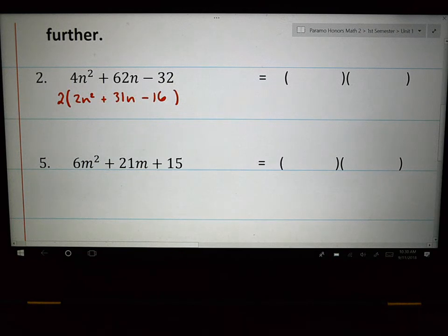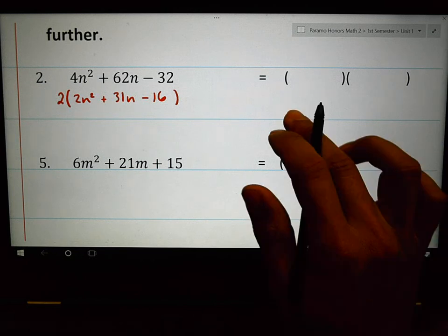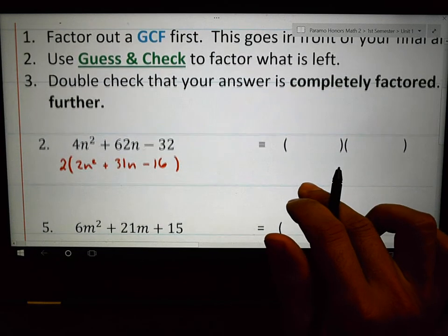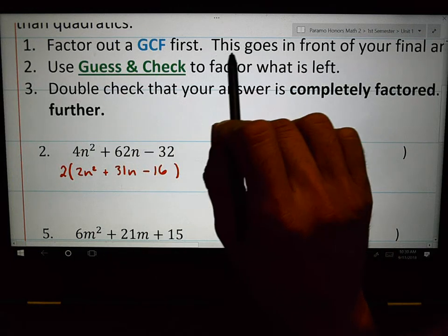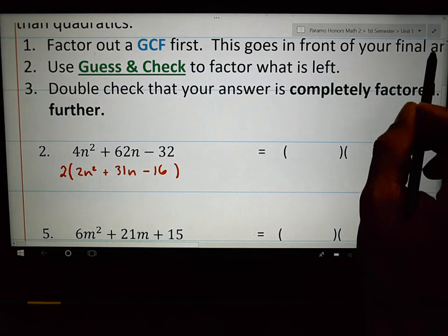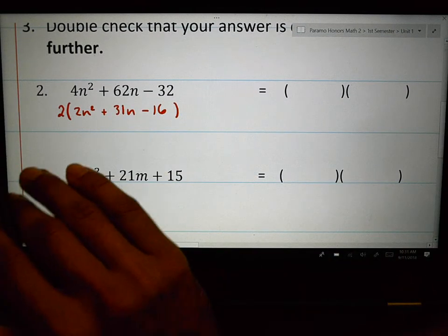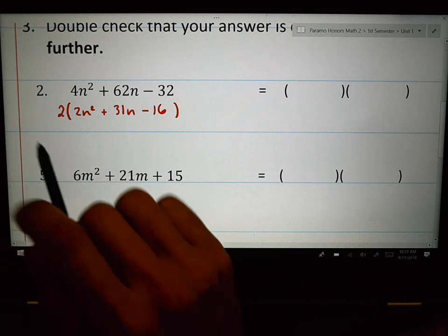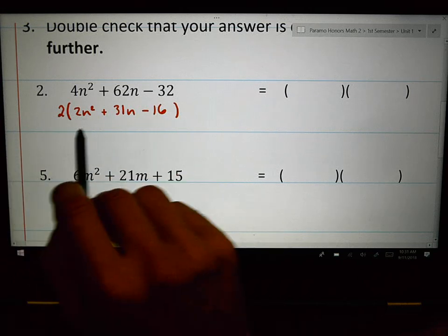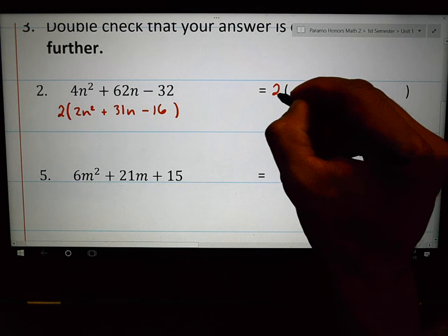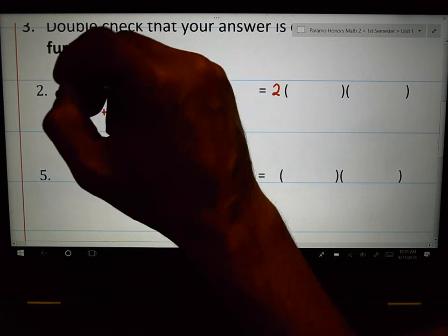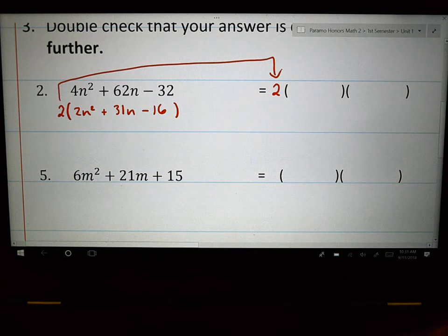And when you get to this point, I wrote a little note for you because of the most common mistakes. If you factor out a GCF first, this goes in front of your final answer. We wrote that down because somehow students, when they pull out that GCF, it just disappears, and it's not supposed to. If you have 2 multiplying this quantity, then that 2 belongs right here. What I like to do is just boop, boom, like that. So don't forget it. It doesn't go away. If you factor out a 2 in the front, it has to be there, otherwise it's not equal to the original quantity.